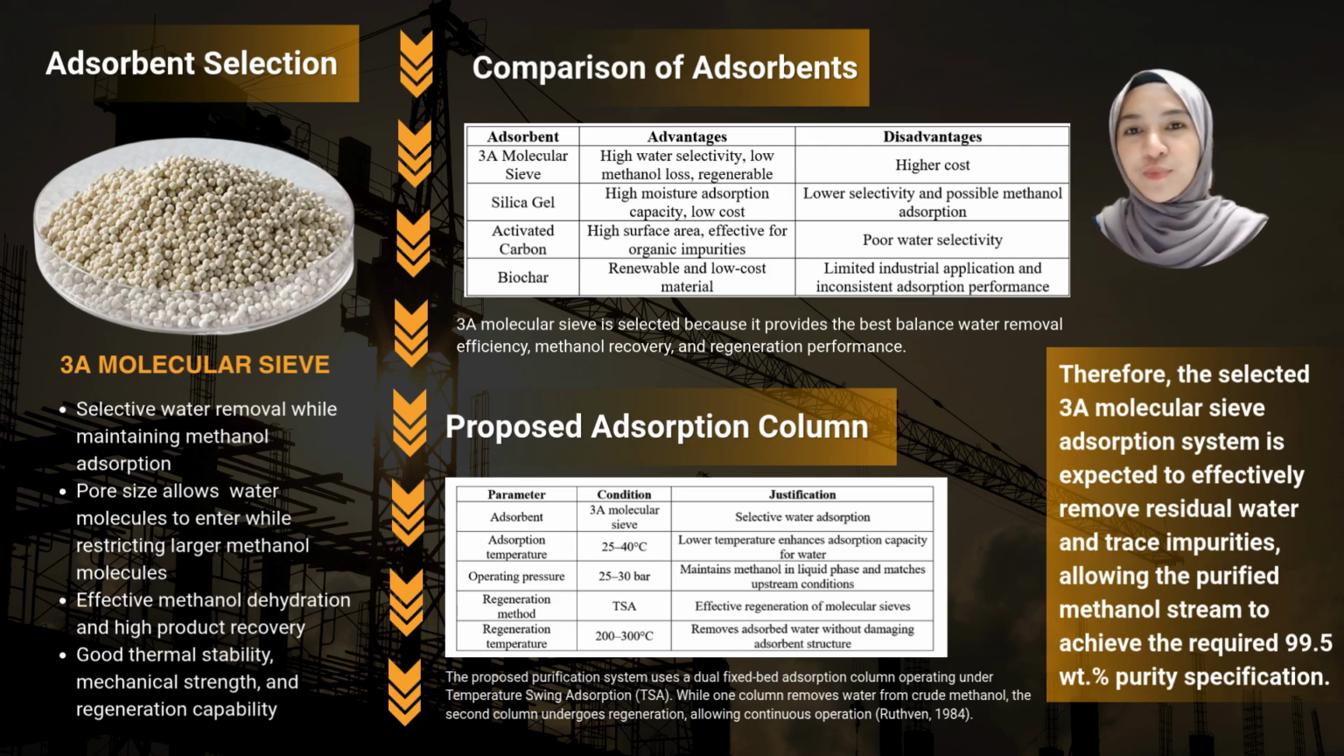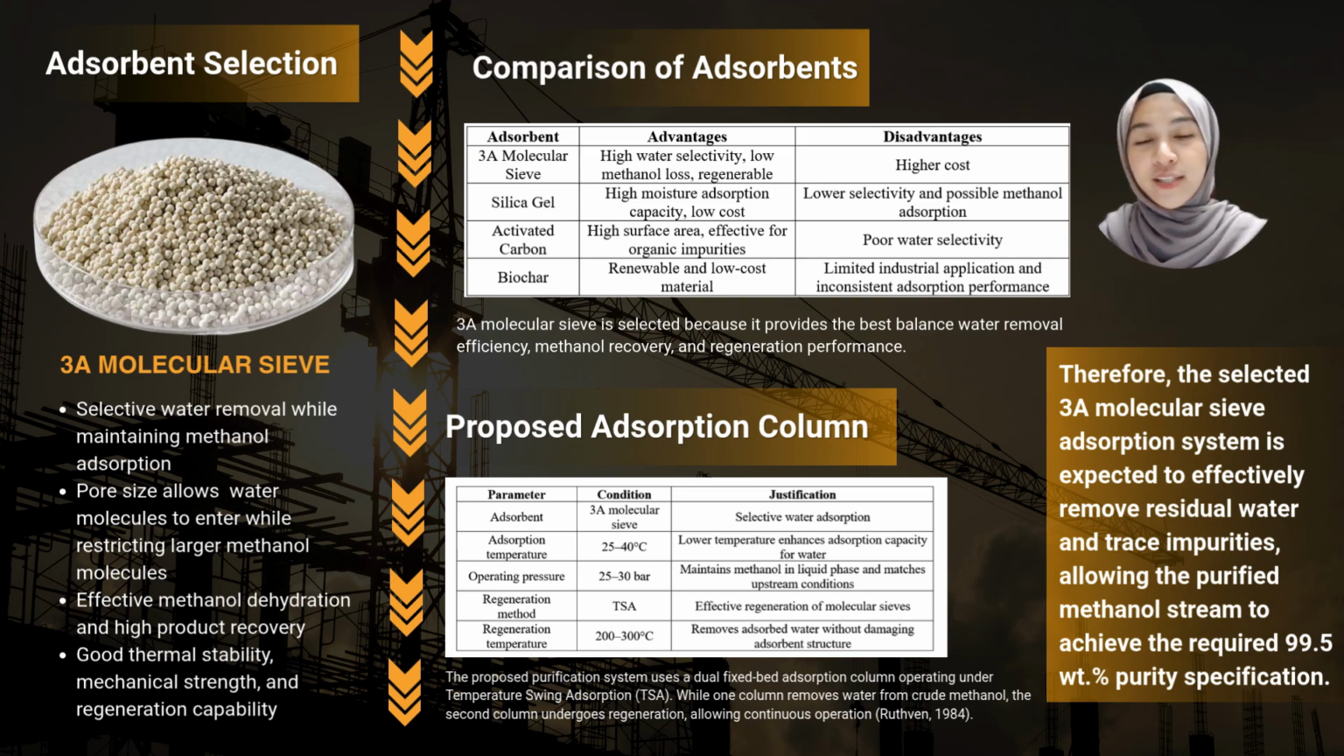Several adsorbent materials were evaluated before selecting the most suitable option. Among the available adsorbents, 3A molecular sieve was selected because it offers excellent water removal while minimizing methanol loss. This is due to its pore size of approximately 3 angstroms, which allows the smaller water molecules to enter the pores while preventing the larger methanol molecules from being adsorbed. Compared with other adsorbents, the 3A molecular sieve also provides high thermal stability, good mechanical strength, and can be regenerated repeatedly, making it suitable for continuous industrial operation.